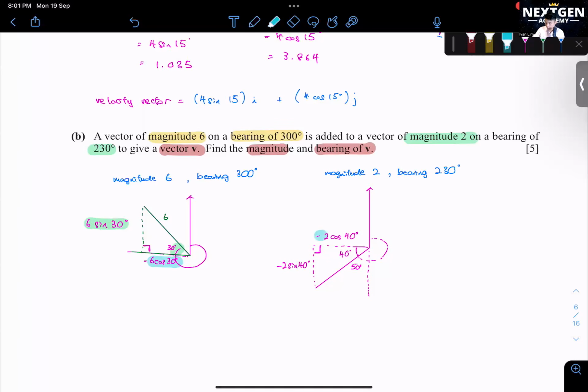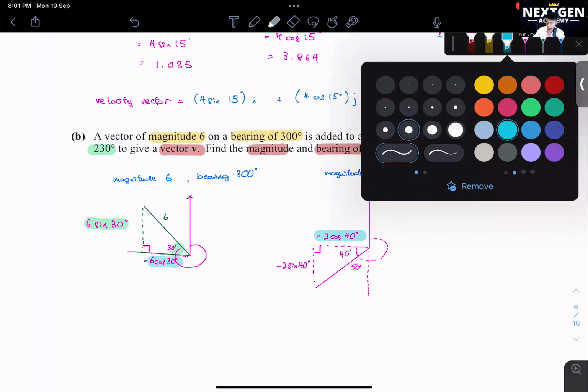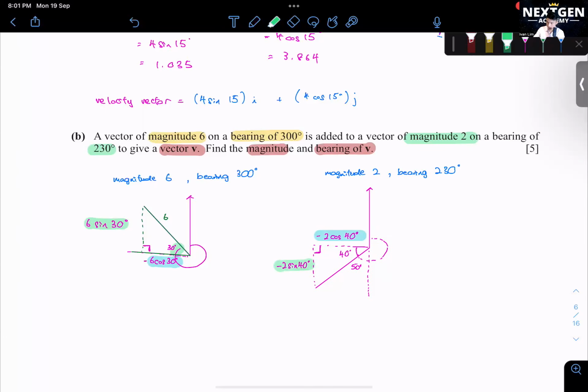Any questions until here? I think most of you would have gotten stuck at this starting part already. Do you all understand what I am doing here? It's just the magnitude, and they are just expressing it in terms of bearing right now. I'm actually just finding the vector of it. Vector means you've got your x and your y direction. All clear for this one?